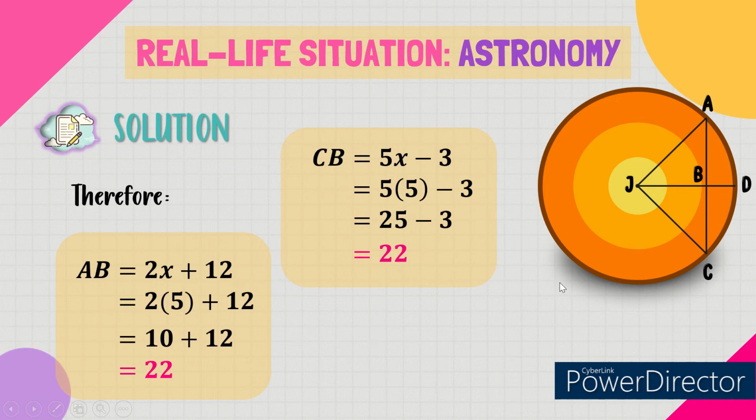Now the last one, we need to find the value of AC. To find this, we will just combine these two, AB and CB, because you can see they're connected. So it will become AB plus CB, which is 22 plus 22, because we substitute the values that we got. 22 plus 22 is 44. So now we got the answer: AB is equal to 22, CB is also equal to 22, and AC is equal to 44.